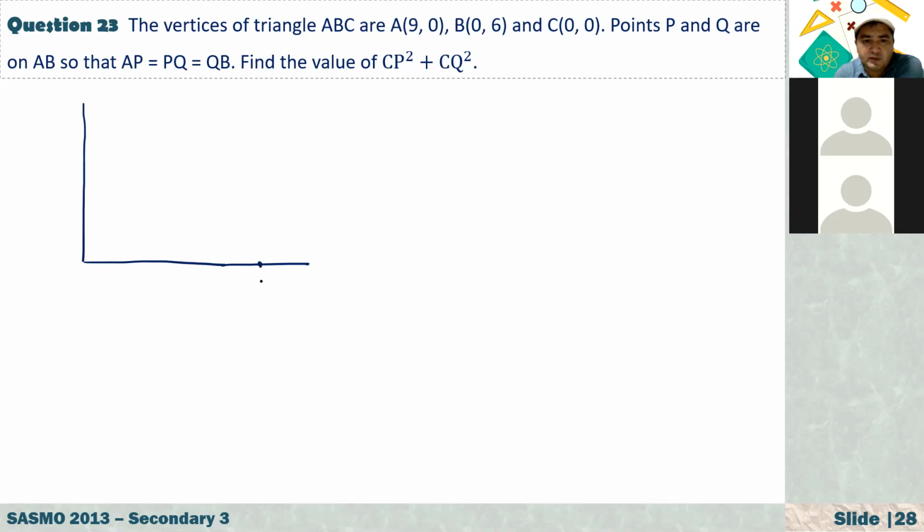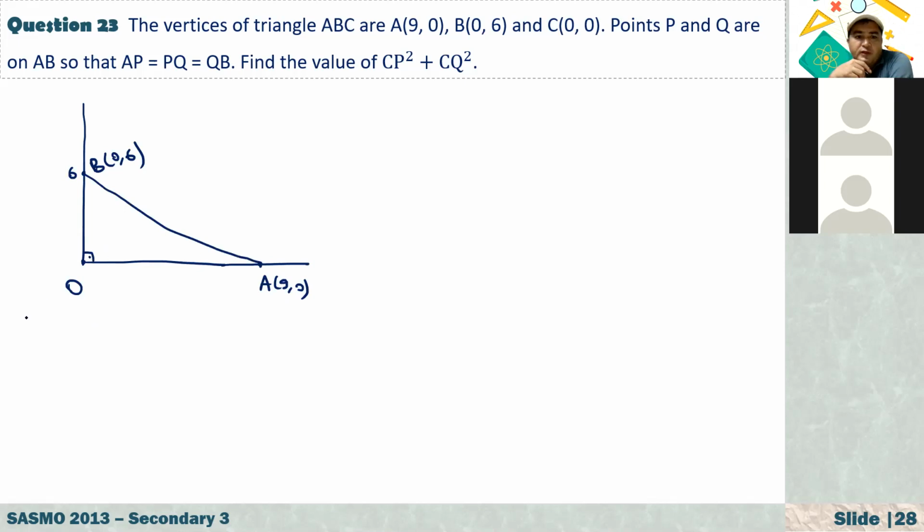Let's say this one is A, (9, 0). And the (0, 6) is somewhere here. Let's say it is 6. That point is B, (0, 6). And (0, 0), this is O, right? And if you just form this, we are talking about this right angle triangle.